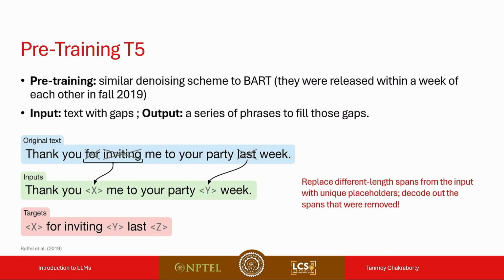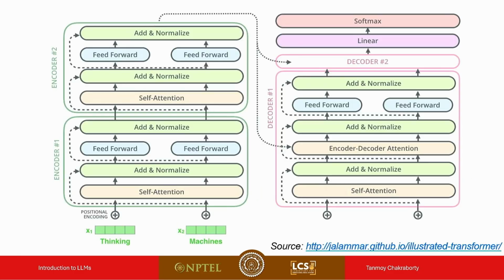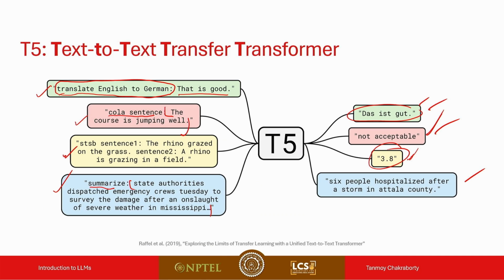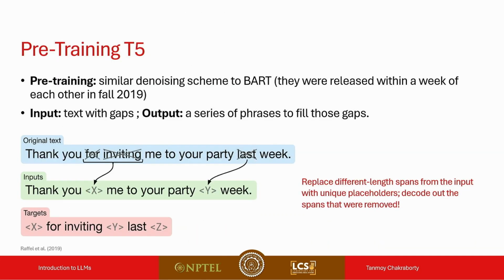So for the pre-training, there are different tasks, and in your pre-training, what you do is very similar to the BERT kind of pre-training, where you basically give a sentence as an input, and then you mask some of the spans, of different lengths. So you replace different length spans with some unique placeholder. The placeholder can be the mask tokens.